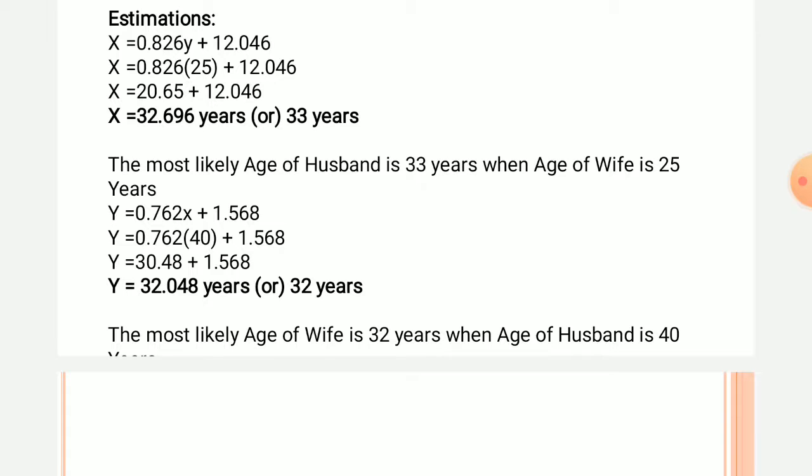So this is the way in which we can find the regression equation x on y and the regression equation y on x, and we can also predict the value of y when x is given, and when the value of y is given, we get the value of x.